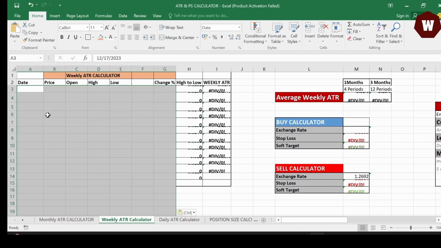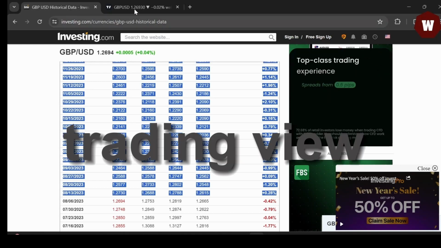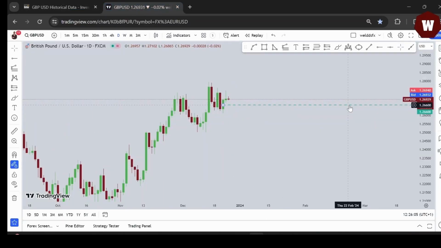Once you paste, instantly what this ATR calculator has done for you is calculate the weekly average true range for the past 12 weeks. Then here we have the average of the past 4 weeks, which is 1 month, and the average for the past 12 weeks, which is the past 3 months. Once you have done this, what you will do is go to your TradingView platform that you are using to trade and look for your entry point. Your entry point that you want is what?